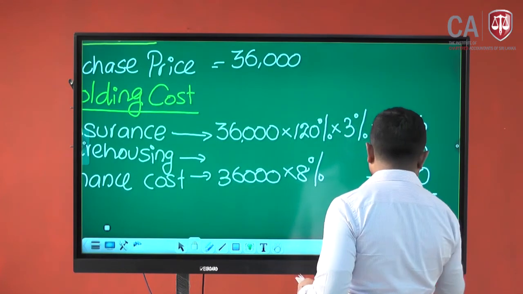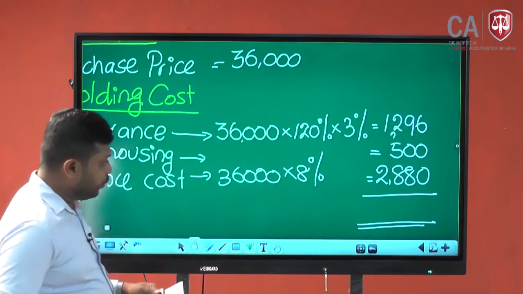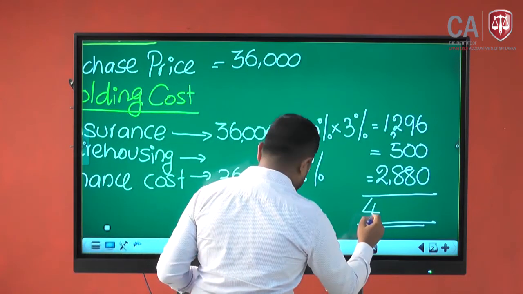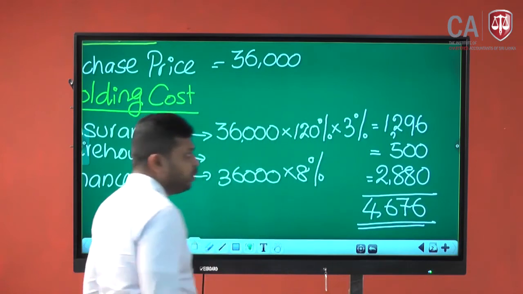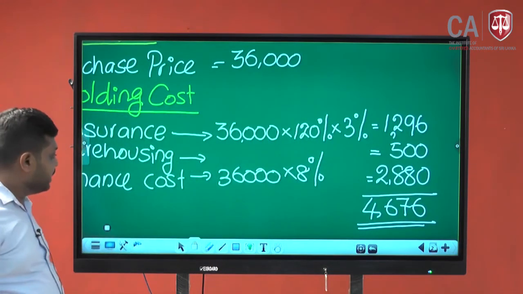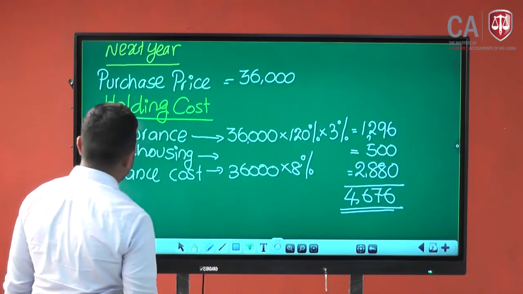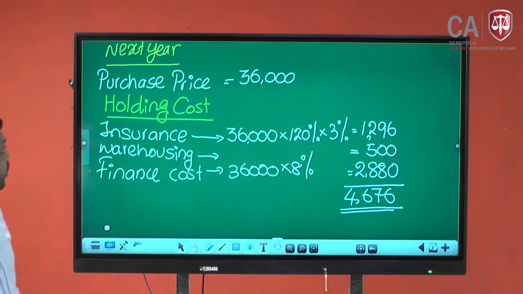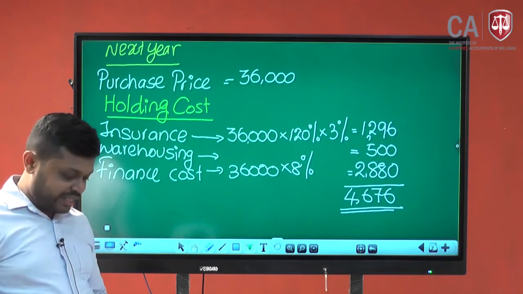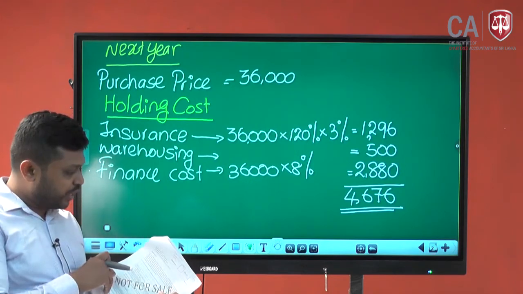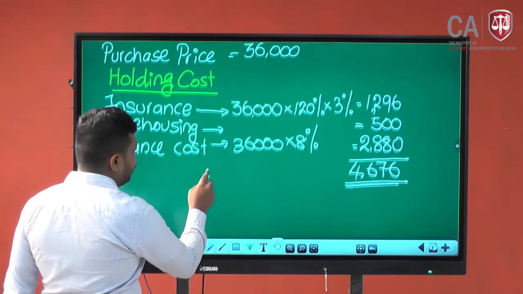Take the total holding cost, 4,676. 4,676 is the next year's holding cost. Now you know the ordering cost, so calculate the economic order quantity, EOQ. Based on this information, now we will calculate EOQ.